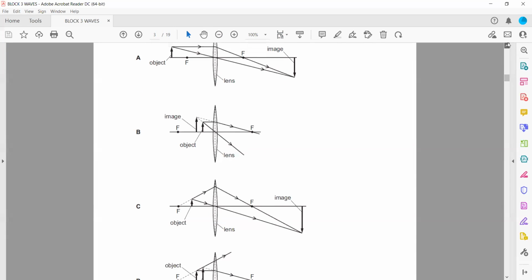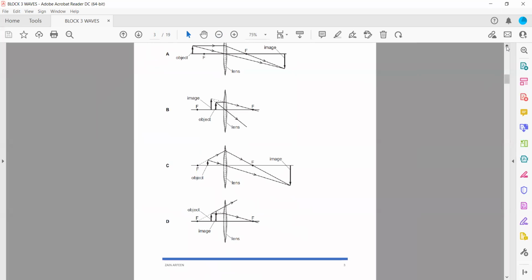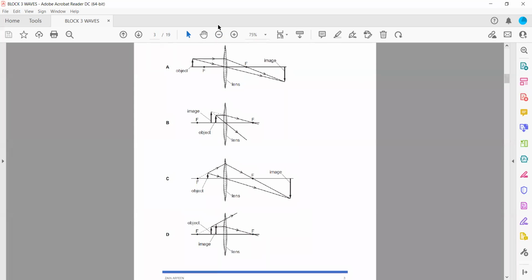So first, when you check, A cannot be an answer. Why can A not be an answer? Because the object is beyond the focus. So A cannot be. B can be an answer because the object is between the focus and the lens. C can be an answer, or D can be an answer as well.